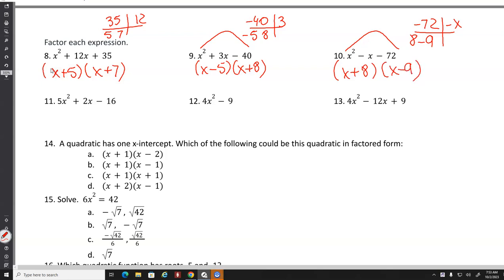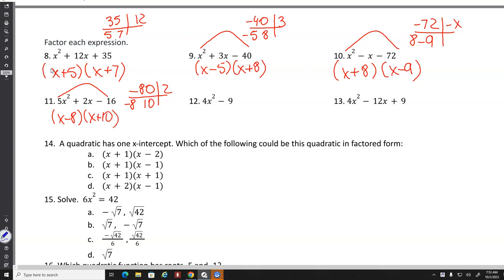All right. Now, number 11, I'm going to multiply 5 times negative 16. Okay. So that's going to give me negative 80. And it has to add up to 2. So that's going to be 8 and 10. And of course, 8 has to be negative to give me positive 2. So I have x minus 8 and x plus 10.